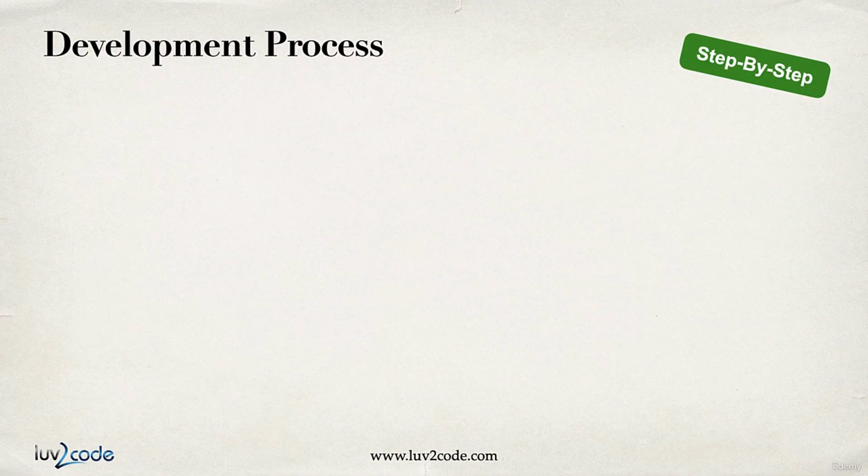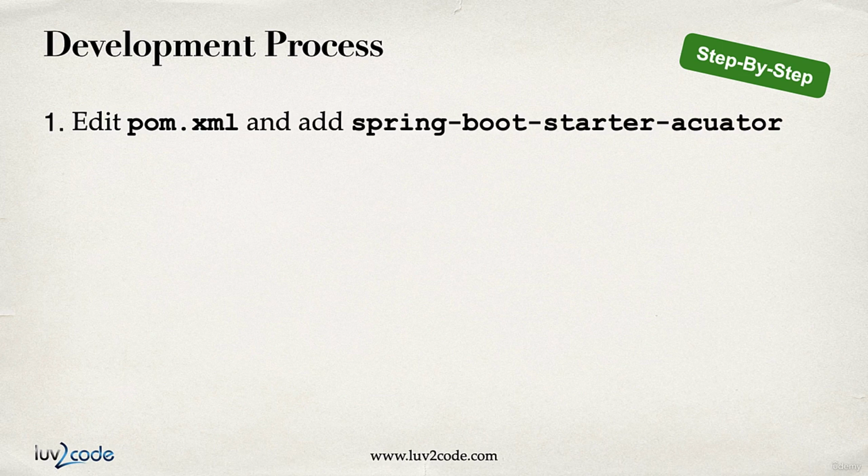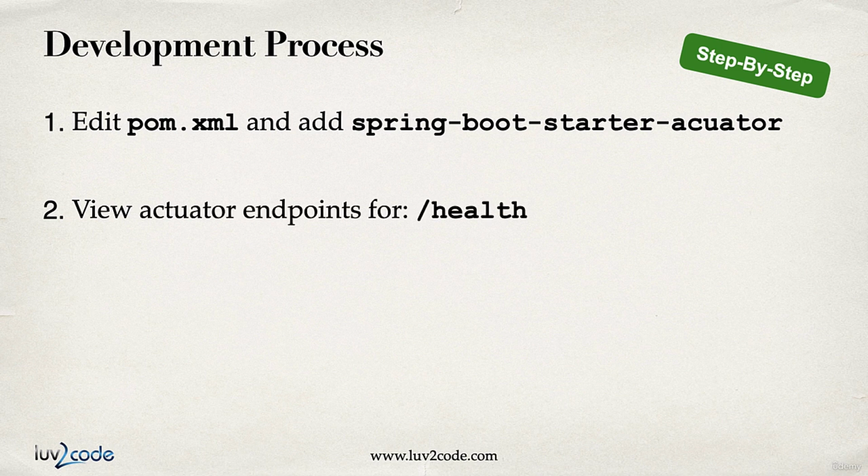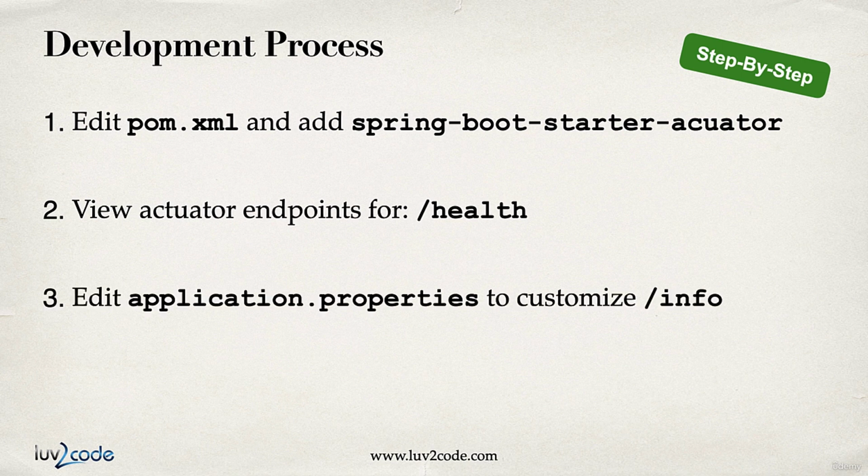Okay, so let's go ahead and look at the development process. The first step is simply editing our Maven POM file, and we add the Spring Boot Starter Actuator dependency. Then we can go through and view the actuator endpoints for /health and /info. And remember, we get all those endpoints for free. And then we can actually edit our application.properties and customize the /info endpoint so we can give specific or custom information for our given application. And we'll cover that in the next section here.